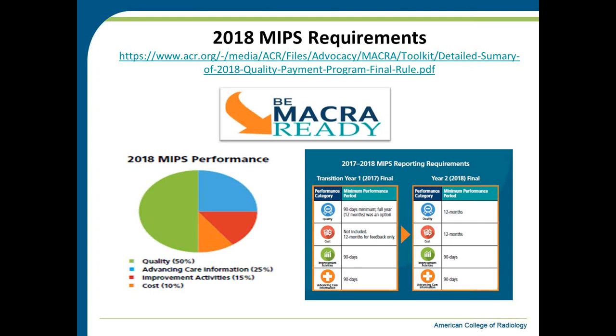The pick your pace options that I talked about earlier in the presentation go away for 2018. CMS does expect that everyone submit quality measures for the full 12 months. Any cost data that's attributed to you will be on a 12-month cycle. There is nothing that you would report. CMS would use claims information to attribute costs to your radiologist. The improvement activity still stays at 90 days, and then advancing care information is 90 days. So that's just a little snapshot of the key changes for the 2018 MIPS requirements.